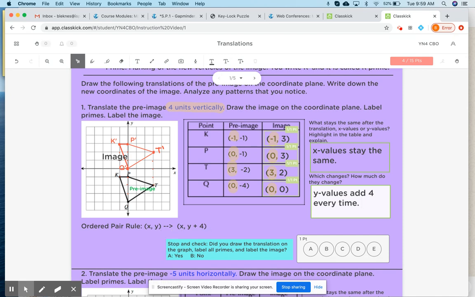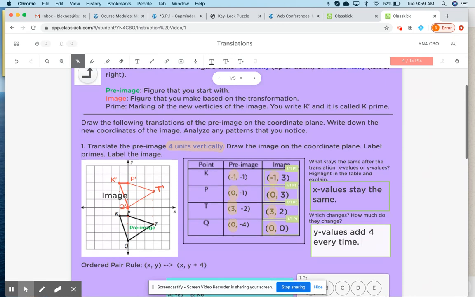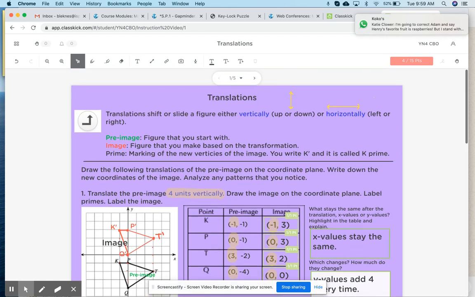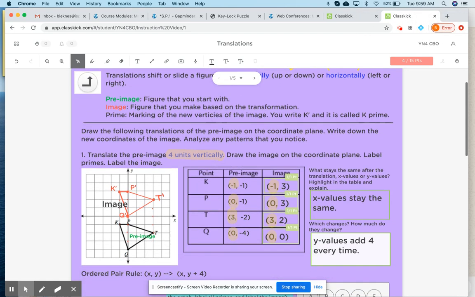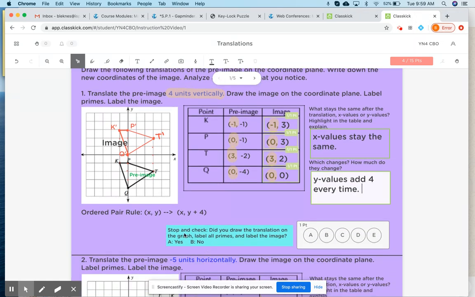So in this video, we've just looked at translations and pre-images and images. We've looked at how we label our vertices and then label them as primes. And then finally, we've talked about horizontally and vertically and how translations shift things. So I'm going to stop and check. Did I draw the translation on the graph? Yes. Did I label all primes, meaning I have these apostrophes on my letters? Yes. And did I label the image? Yes. Boom, go me, more points for me.